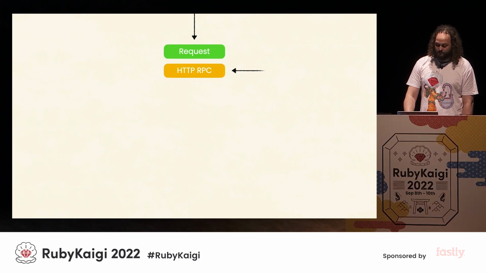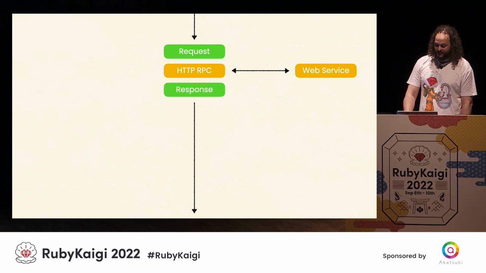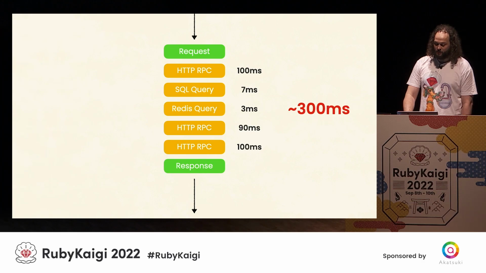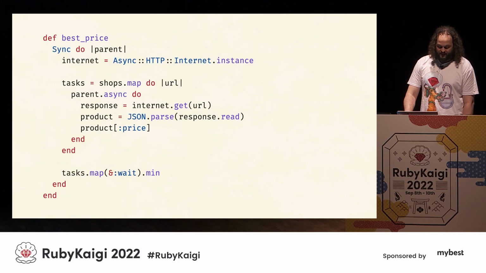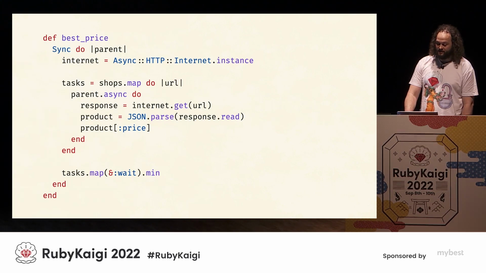Here we have a request that performs an HTTP RPC or some other web service which needs to complete before we can write the response back. Often, you'll have more than one external operation, and executing them sequentially can result in a slow response. If we could just rearrange these operations so that we could execute them concurrently, we could significantly reduce the latency. In fact, you can do this today using async in both Puma, Falcon, or even in Sidekiq.